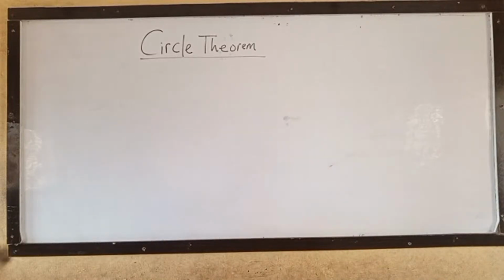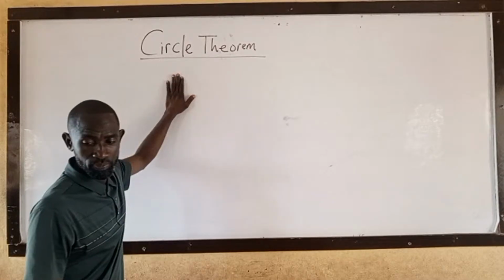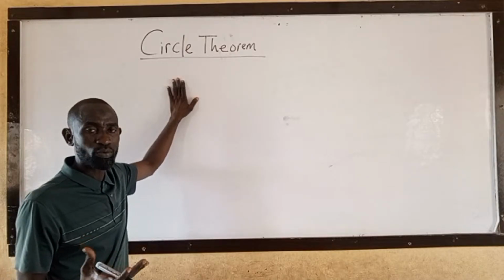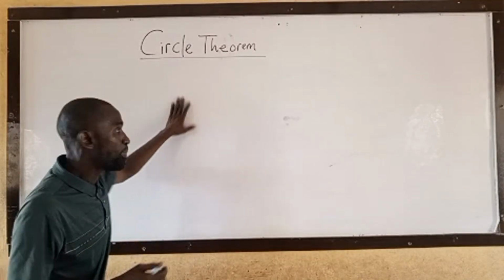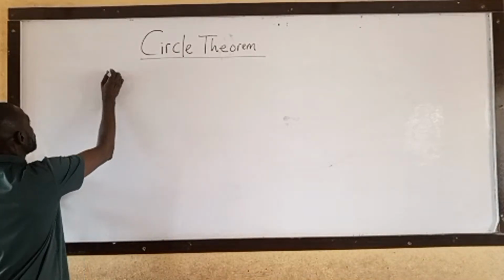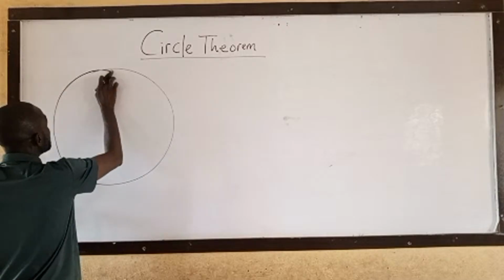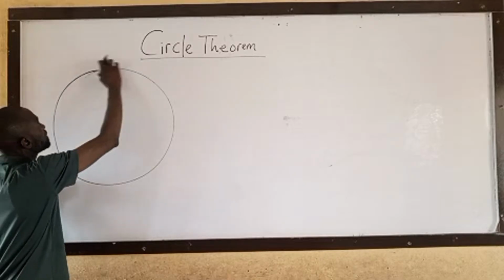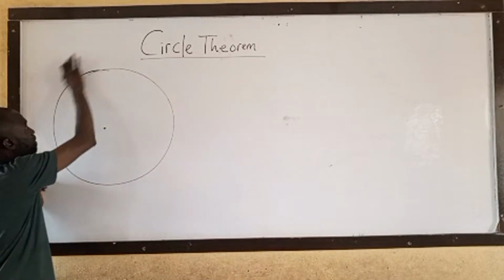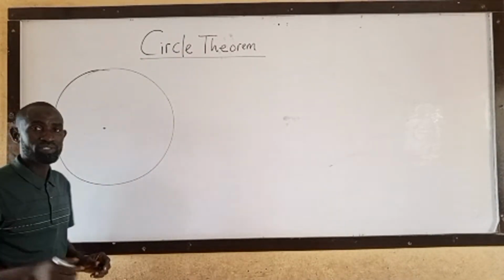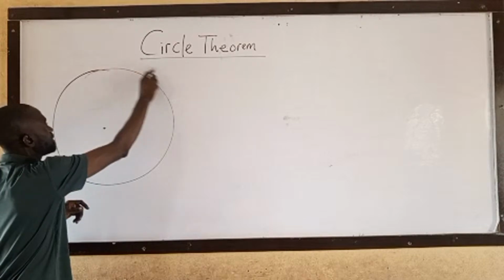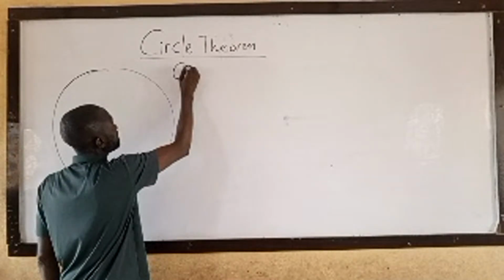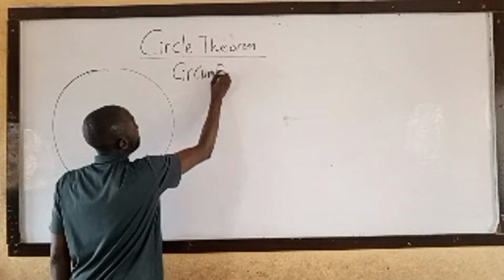Alright, so we're going to look at what we call circle theory. Okay? So before we do that, let us describe the properties of the circle, or key facts about the circle. Here, take note. This is the circle. This is the center of the circle. All this part, we call it the circumference. So circumference is the distance around the circle. Everything here is called the circumference of the circle.